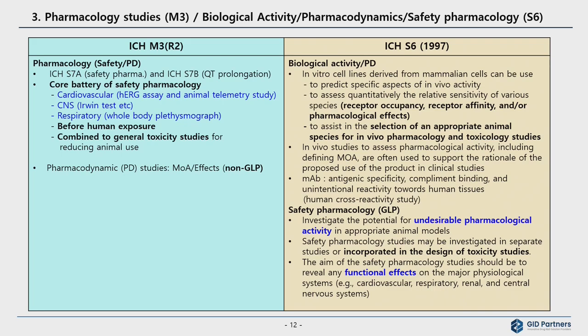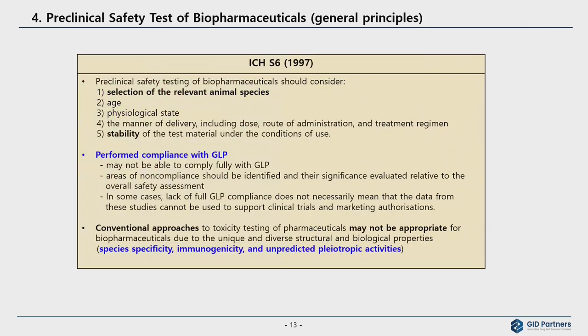For the biological activity, pharmacodynamics, and safety pharmacology, these are well explained by the previous presenter. So the core battery study needs to be conducted for the three, as you can see from the screen. And general toxicity study can be combined together. For biologics, rather than small molecules, the combined approach can often be witnessed. If there are parameters expected to be changed in safety pharmacology, then a standalone study would be taken as an approach. But if that is not the case, then combining it with the general toxicology study can be a way to go. And S6 is very similar to M3 in this area for safety pharmacology.